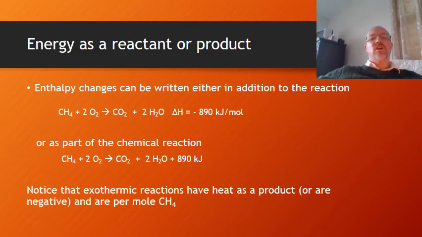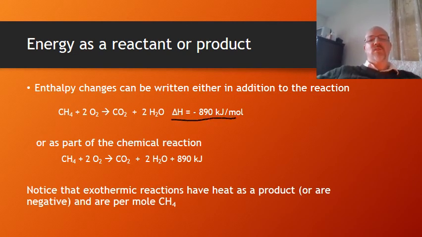So let's talk about energy either being a reactant or a product. When we write what's called a thermochemical equation, we have not only the reactants and the products, but we also indicate what the energy change is. If it's exothermic, of course, the energy is a loss of heat energy by the system to the surroundings.